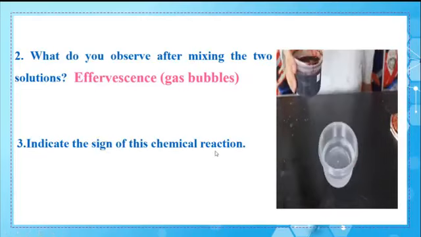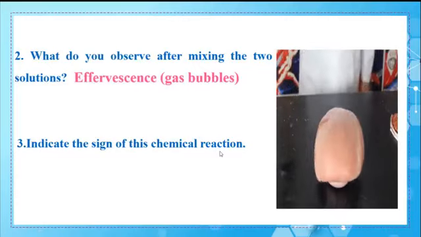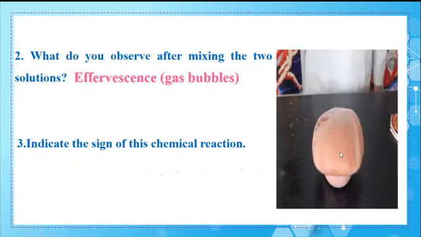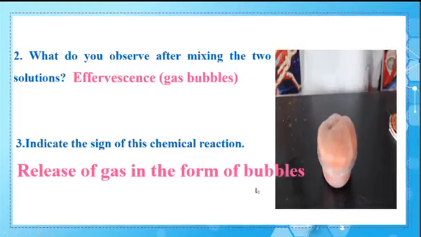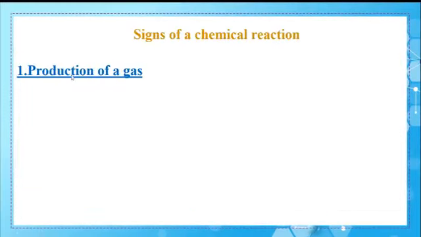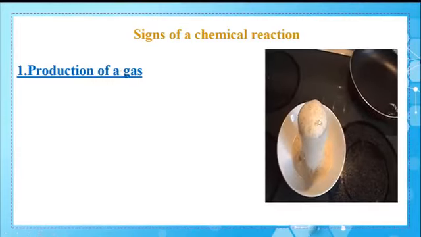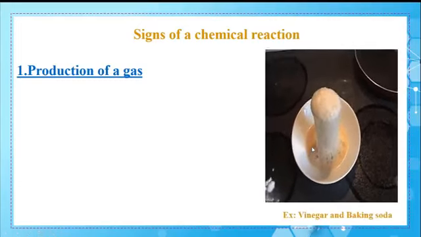Now, what is the sign for the occurrence of this chemical reaction? How could I prove that the chemical reaction is taking place? Look, how could I prove it? Good! Release of a gas in the form of bubbles. Concerning the first sign of a chemical reaction, which is production of a gas, let's observe this reaction to know how we could infer that a gas is produced.